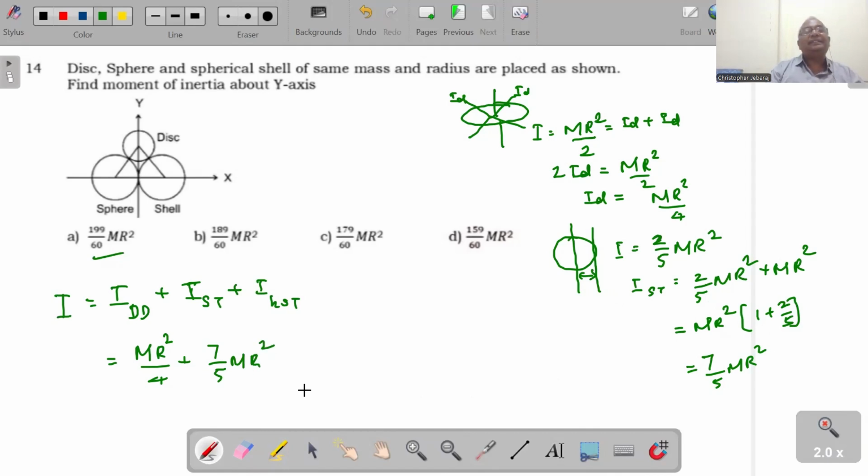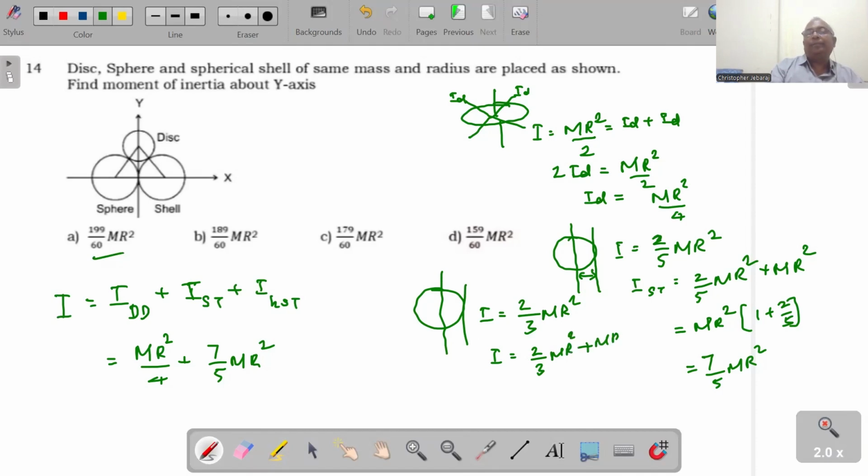Are you clear? Third case, hollow shell. Similarly, moment of inertia of the hollow sphere about the center is 2 by 3 mr squared. Apply the parallel axis theorem again: 2 by 3 mr squared plus mr squared. 2 by 3 plus 1 becomes 5 by 3 mr squared. Okay, now we want to solve it.